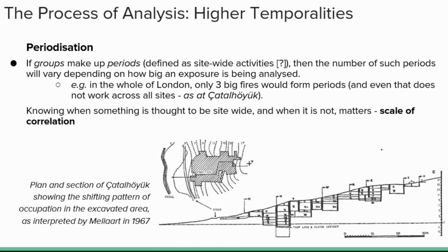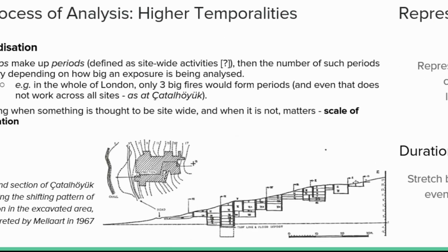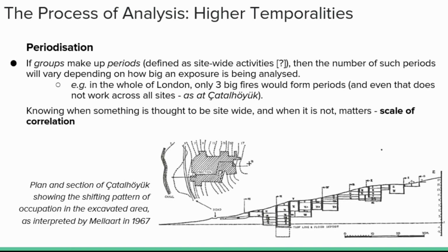But there are implications about how big an exposure is being analysed, if you like. So, if you look at the whole of London, you might periodise it as 3 big fires which form periods. But sometimes these things don't work at a site-wide level. At Tudhope, Mellaart identified a whole bunch of levels in the 1960s, and as we've subsequently come back and looked at the implied temporality of these, we realised they don't work very well at the site-wide level. So there's a whole bunch of inferences and complexities dealing with phasing.